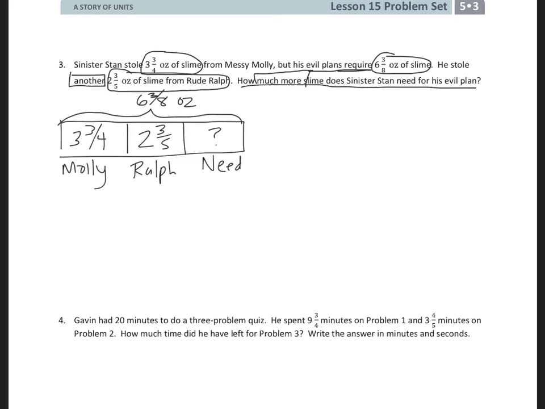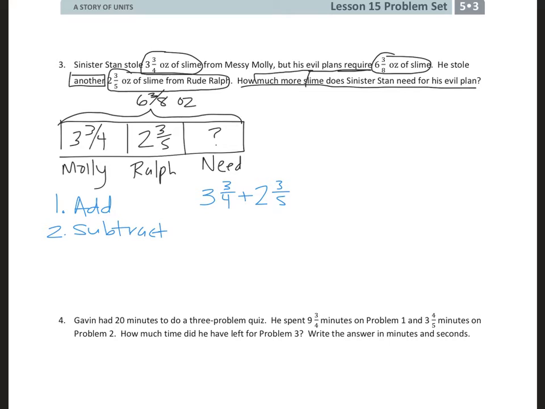So it looks like what we have to do here is add these two together, what he stole from Molly and Ralph, and then once we find the sum, take it away from what his plan requires to figure out what he still needs. All right, so I'm going to tell myself I need to add first, and then second I need to subtract. So let's make sure we add correctly the first two fractions. I'm going to be adding 3 3/4 plus 2 3/5.